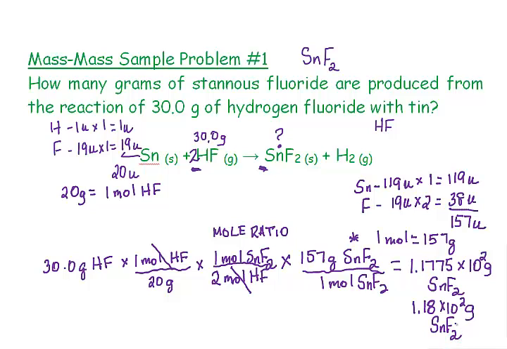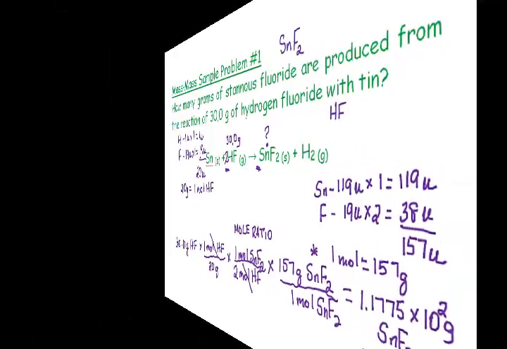So what have we determined here? If I start with 30 grams of hydrogen fluoride and I'm not limited by any other reactant, in other words, I've got plenty of the metal over here, tin, symbolized by capital S, lowercase n, then in this reaction, if things were to work perfectly, I would be able to produce 118 grams of stannous fluoride.